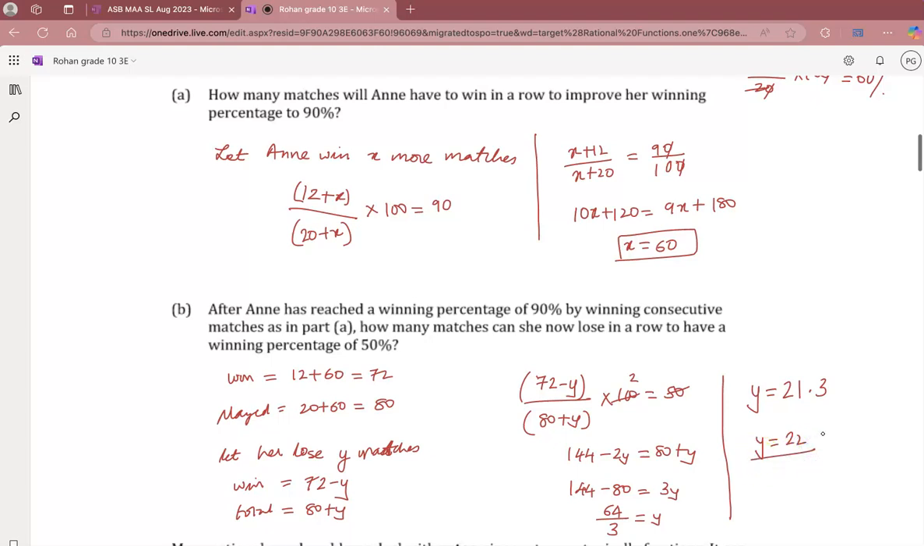That was crazy. You just did that. I don't know how to do that. But you followed? Check your working again. We didn't make a mistake, no? As to how many matches you can lose in a row.